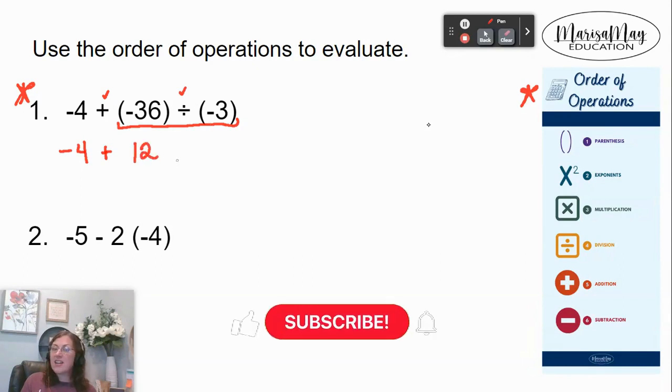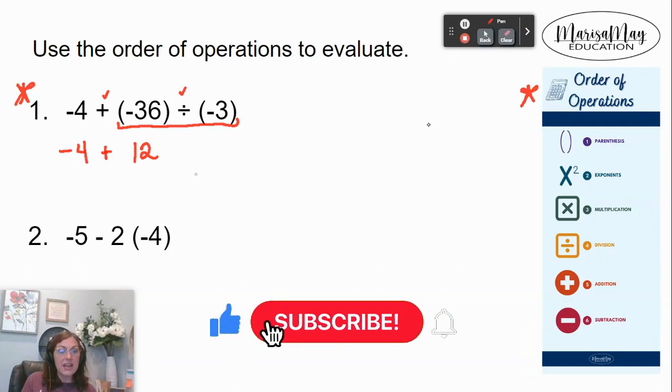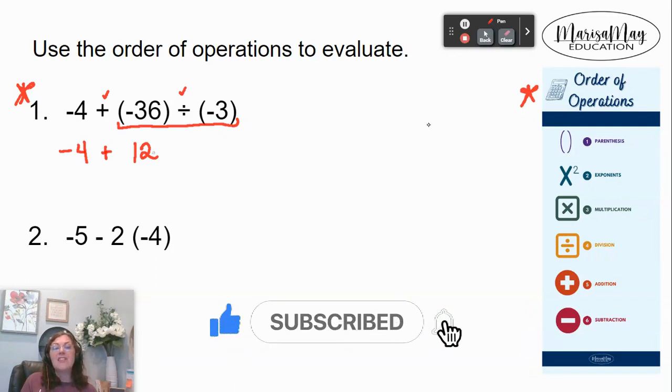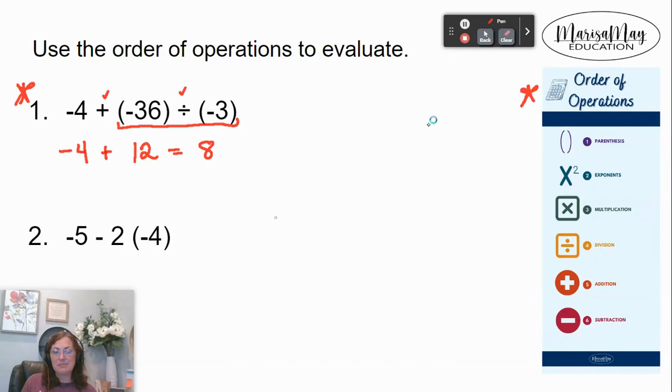You may want to check that out on your calculator if the positives and negatives are giving you a problem. Then you can finish up with the adding here. So -4 plus 12 would give me positive 8. Let's do one more just like that.